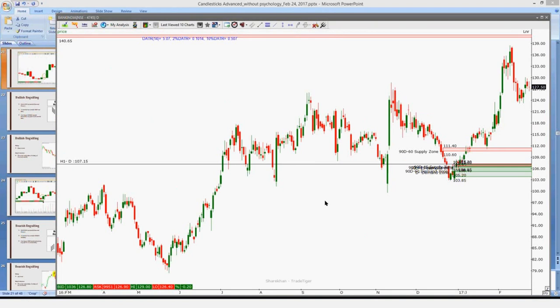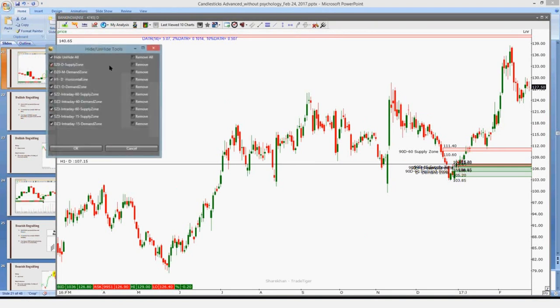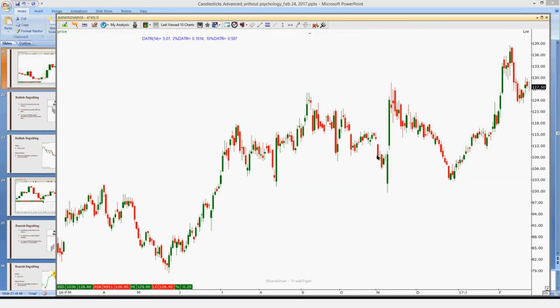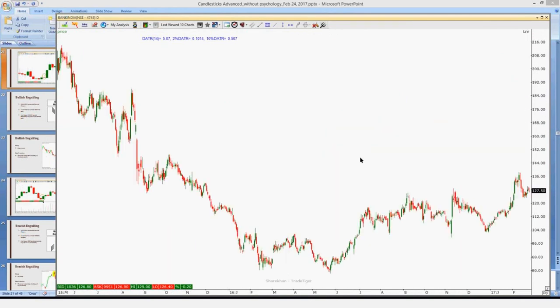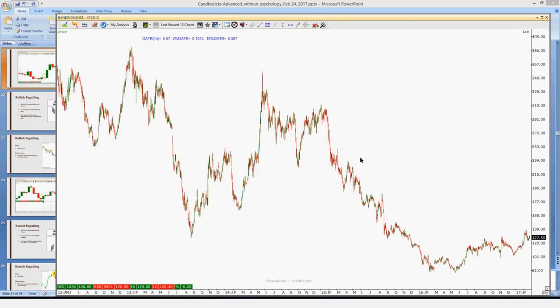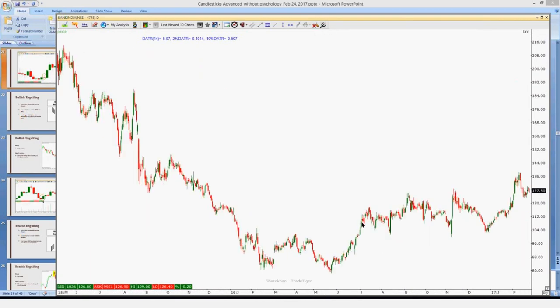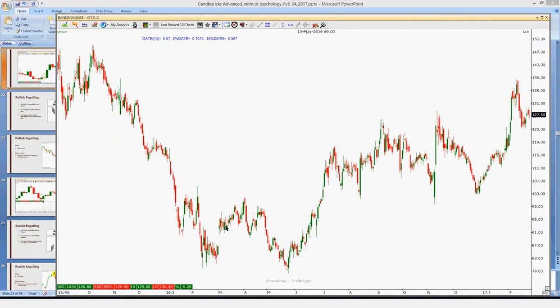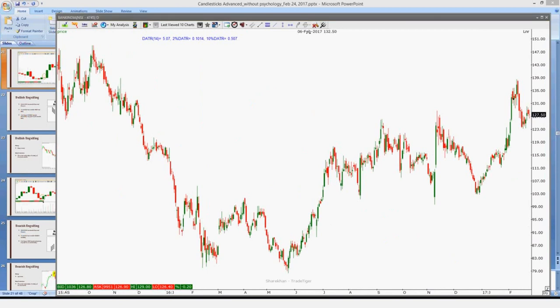Now again, I'll hide everything for you. Now can you see this, that price has fallen quite a bit. Now this had formed an accumulation area here. Can I say that this is an accumulation area?